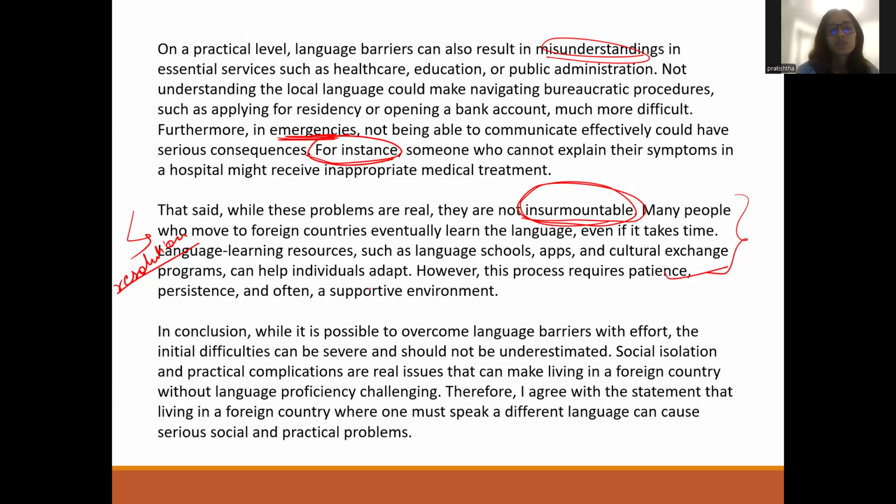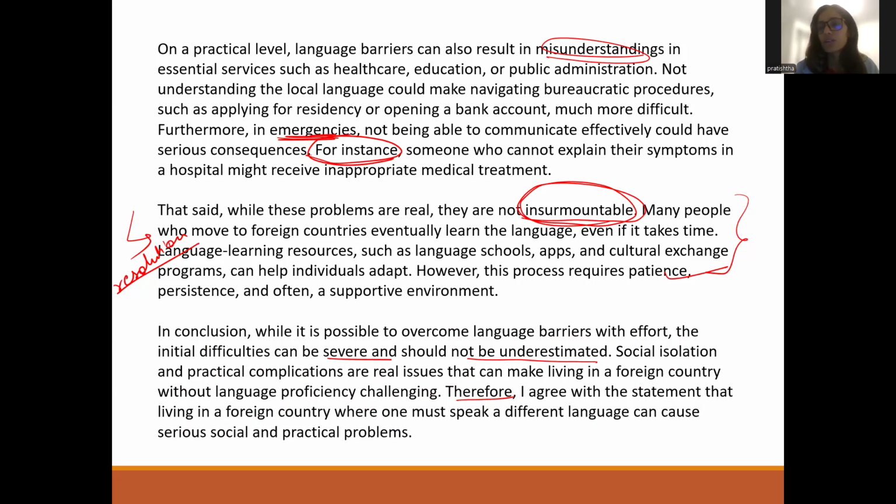In conclusion, while it is possible to overcome language barriers with effort, the initial difficulties can be severe and should not be underestimated. Social isolation and practical complications are real issues that can make living in a foreign country without language proficiency challenging. Therefore, I agree with the statement that living in a foreign country where one must speak a different language can cause serious social and practical problems.